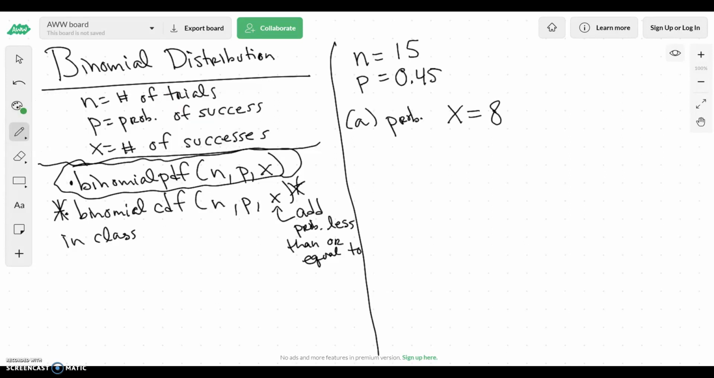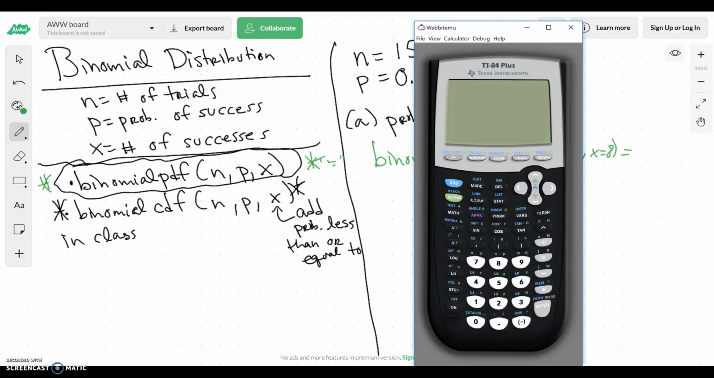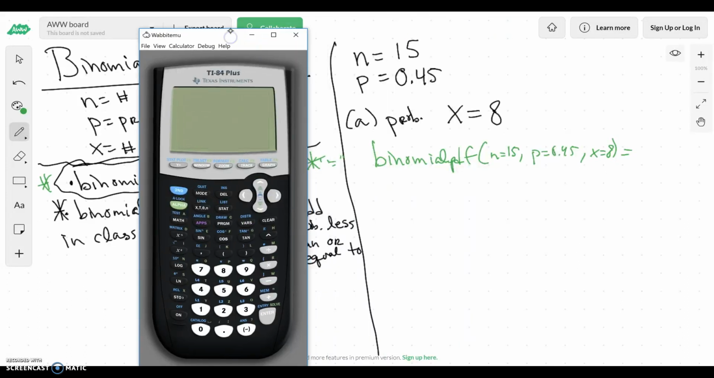So this one, we're going to use binomial PDF. This one is going to be for equal to, whenever you have an equal to. Binomial PDF. N in this case is going to be equal to 15. P is going to be equal to 0.45. And X is going to be equal to 8. So whatever calculator you have, go ahead and plug it into your calculator. I'm going to use this graphing calculator.